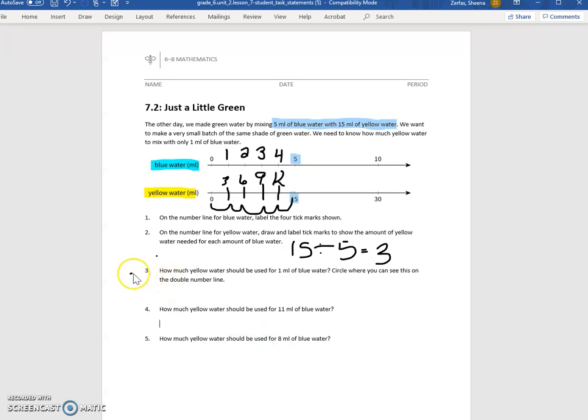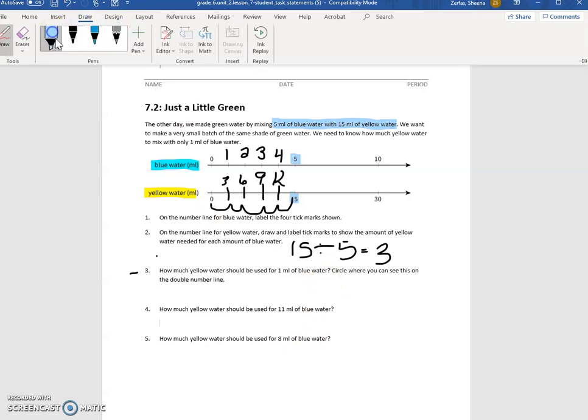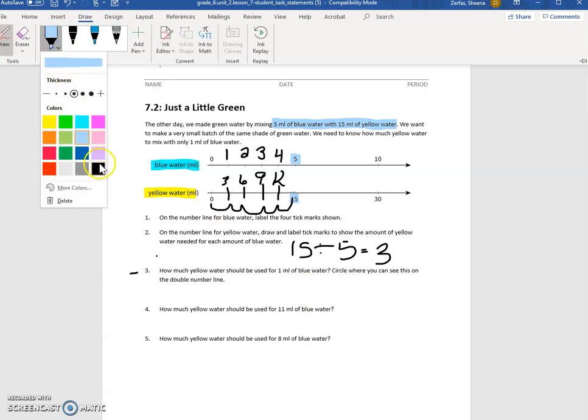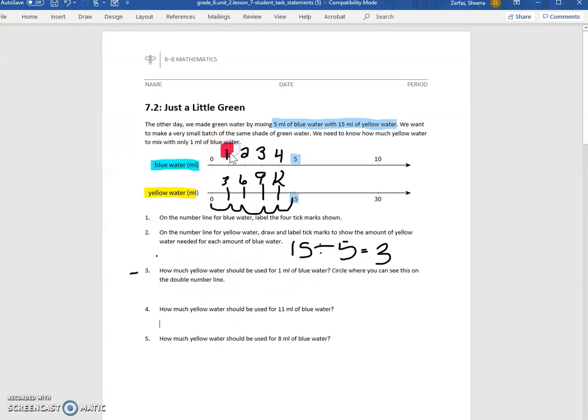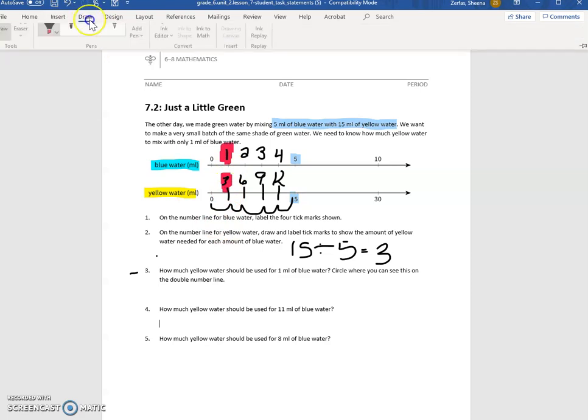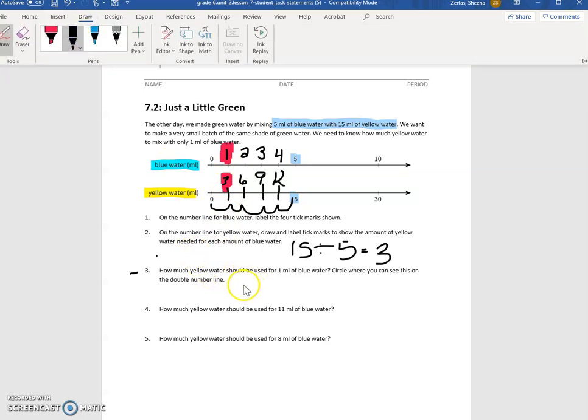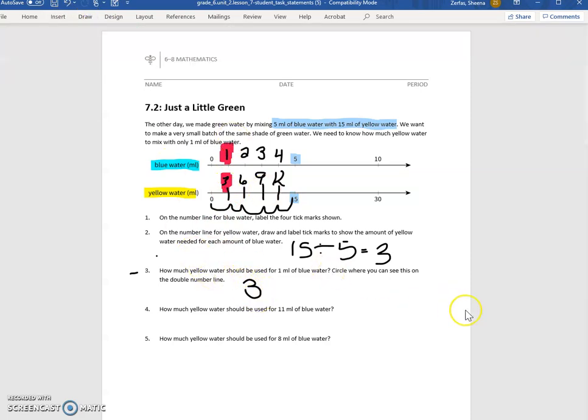On my double number line, part 3 says, how much yellow water would you use for 1 milliliter of blue? So all I'm going to do is circle it, or use my highlighter. How much yellow for 1 blue? So I go to my blue number line and I find 1, and then directly underneath it is how much yellow. So I should be using 3 yellow for 1 blue.